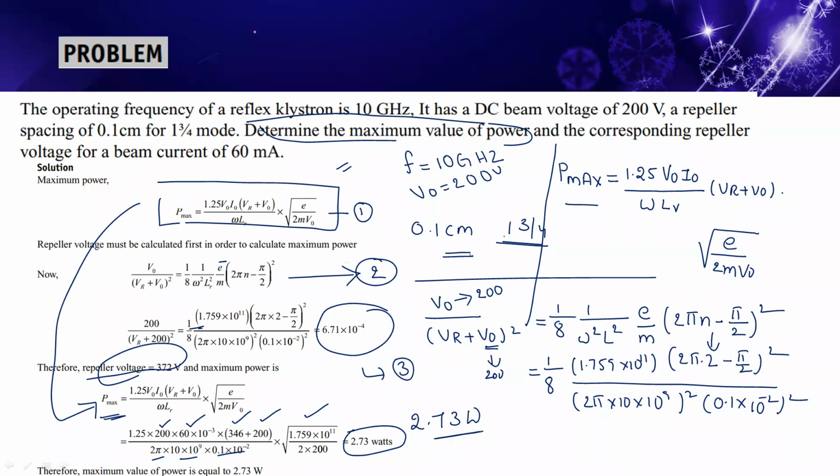What is the maximum power from this? That is the power P max. P maximum equals 2.73 watts. Okay, this is the answer for this problem: 2.73 watts. I think everybody understands this problem. Take a snapshot.